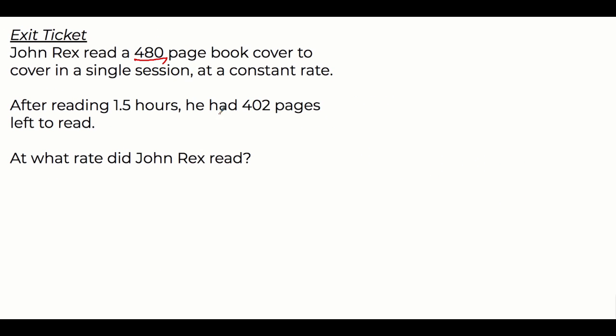Finally, this is your exit ticket. John Rex read a 480-page book. He had actually read 78 pages of the book because he had 402 pages left to read. And he did this in 1.5 hours. So what is his rate? Well, it's 75 pages per 1.5 hours.